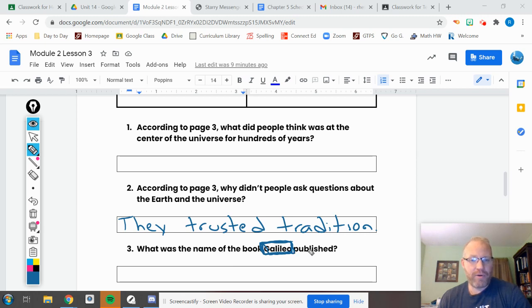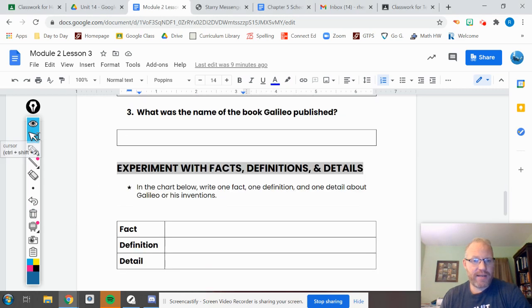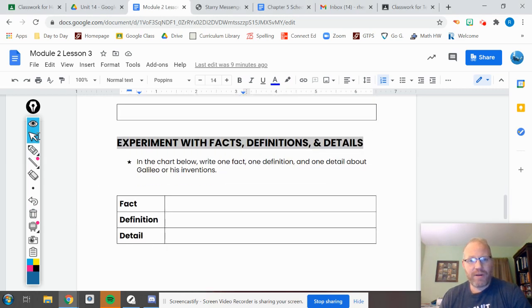What was the name of the book Galileo published? The Starry Messenger. Pause it if you need those notes. And in the chart below, write one fact, one definition, and one detail about Galileo or his inventions. So let's talk about the telescope. That's going to be our focus word. What's a fact about the telescope?